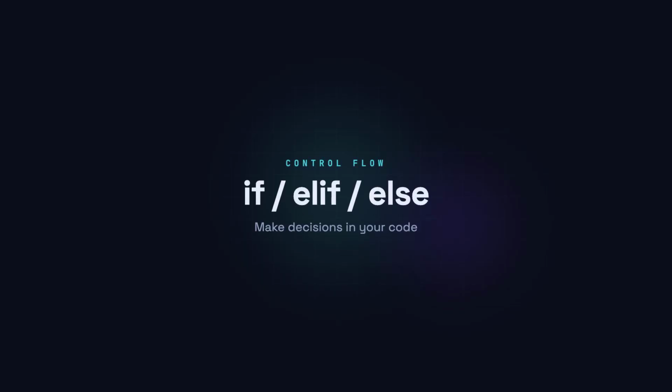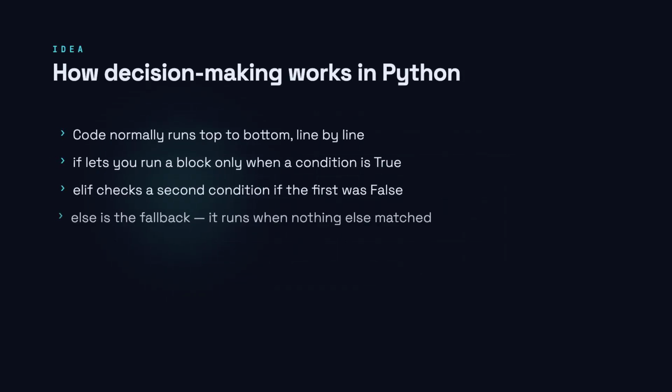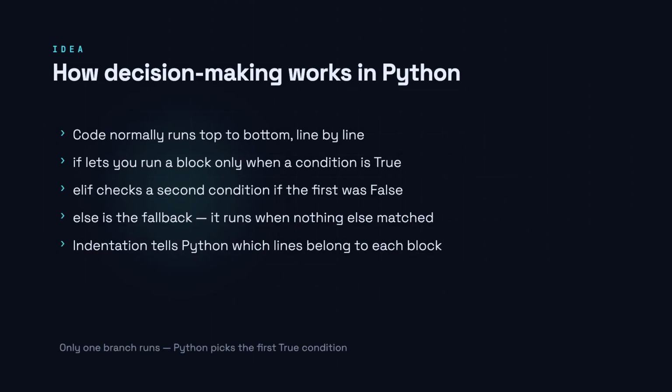In this lesson, you will learn how Python makes decisions using if, elif, and else, the building blocks of control flow. Python executes your code from top to bottom, but if, elif, and else let you choose which lines actually run depending on the situation. Only one branch ever executes.